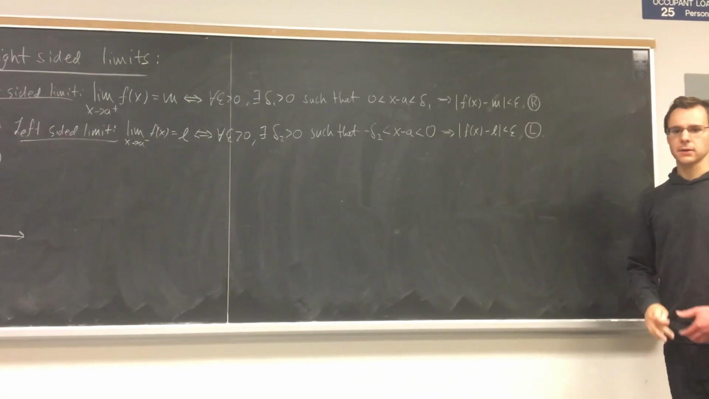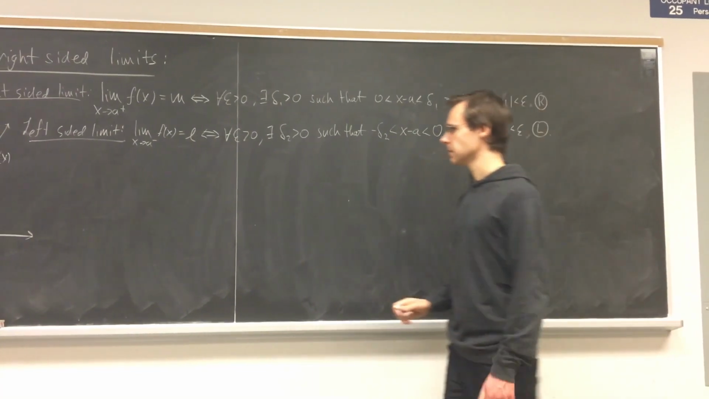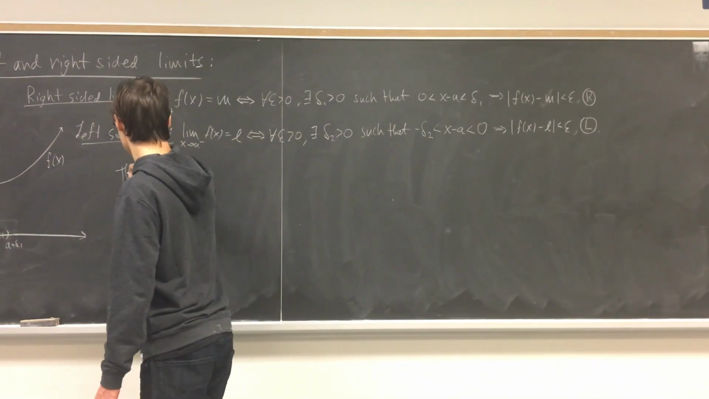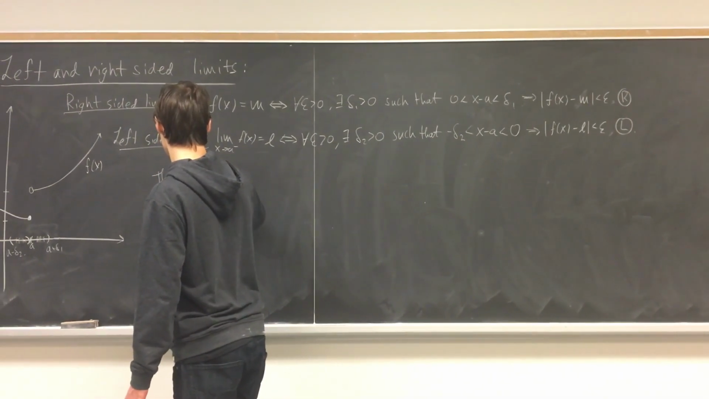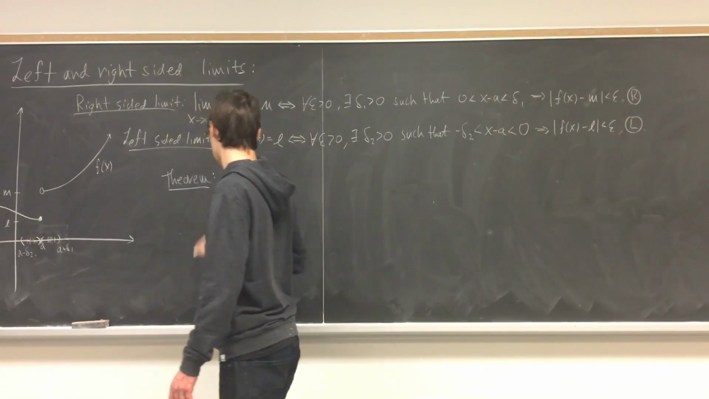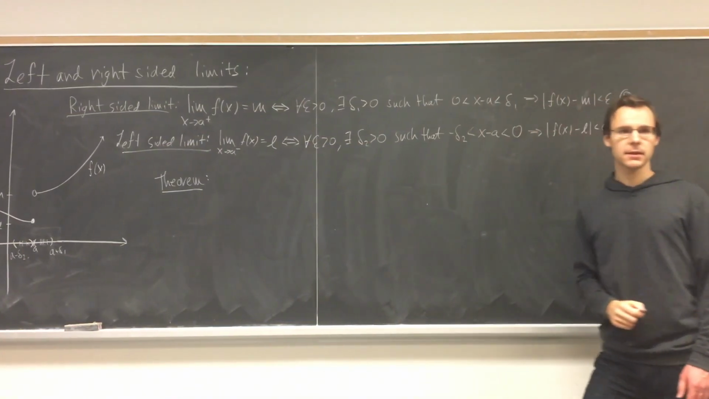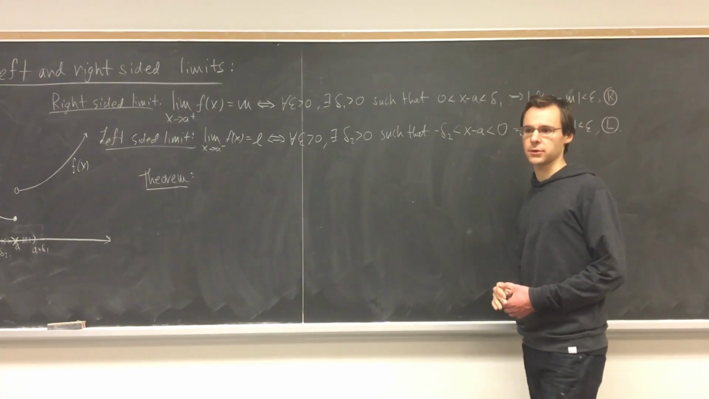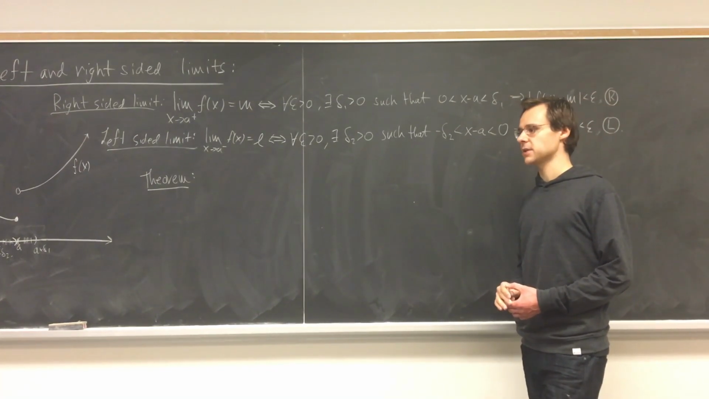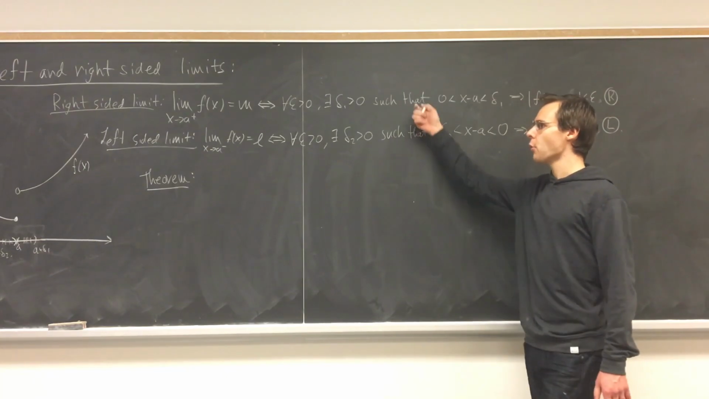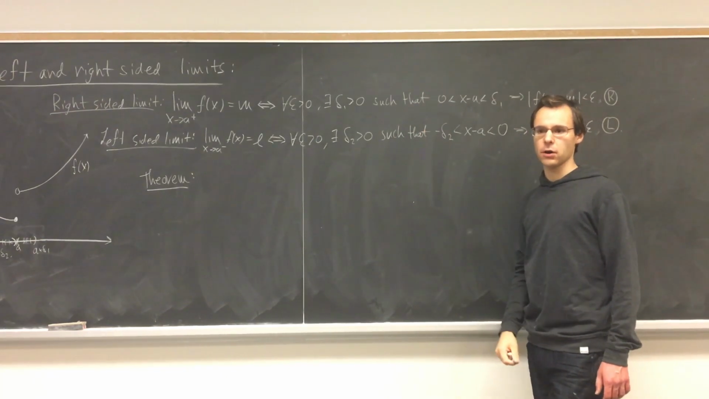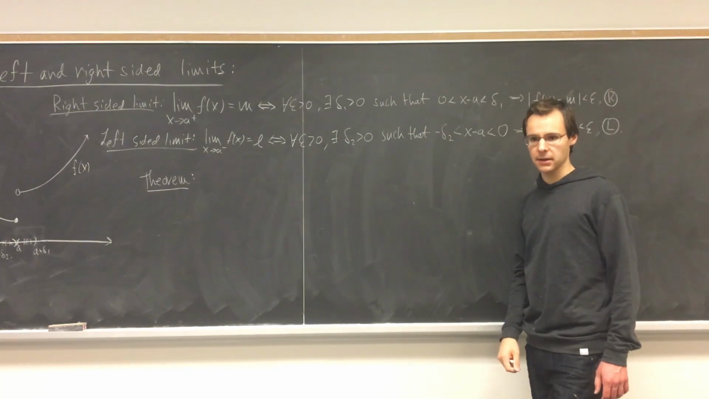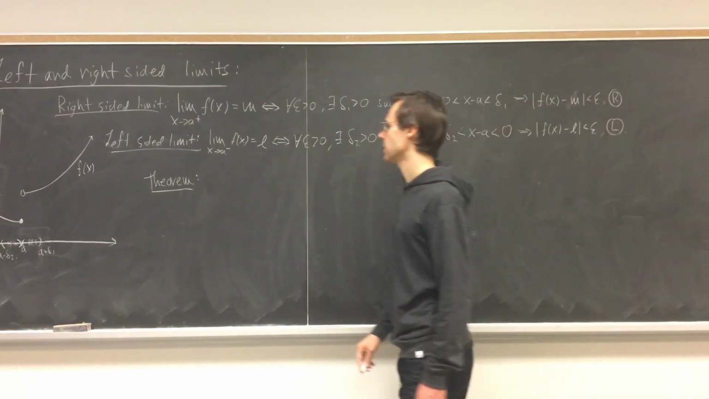Now, we have a very useful theorem, okay, concerning these left and right-handed limits. And the theorem says the following, that if the limit as x approaches a exists, the two-sided limit, and equals some value, then both of these left and right-sided limits also must exist and equal that same value. Let's write that down.